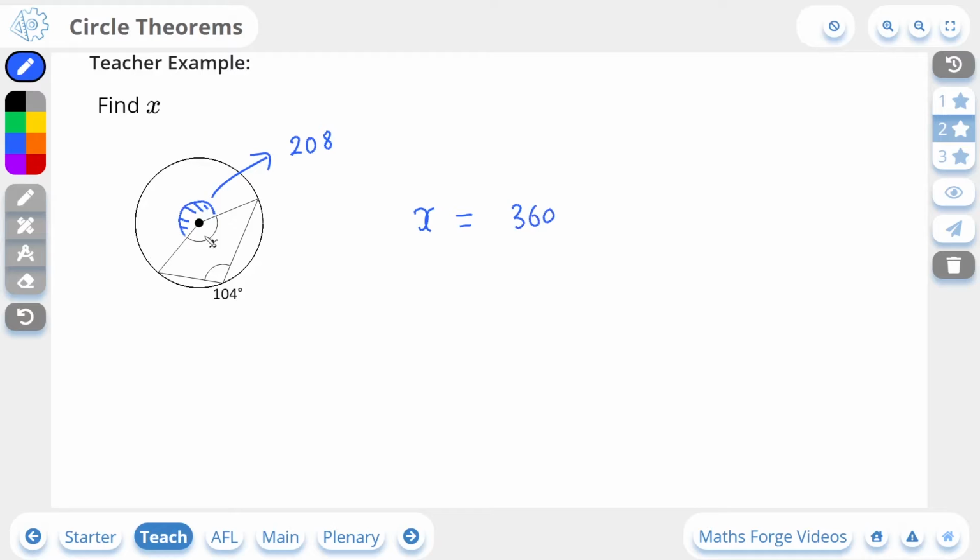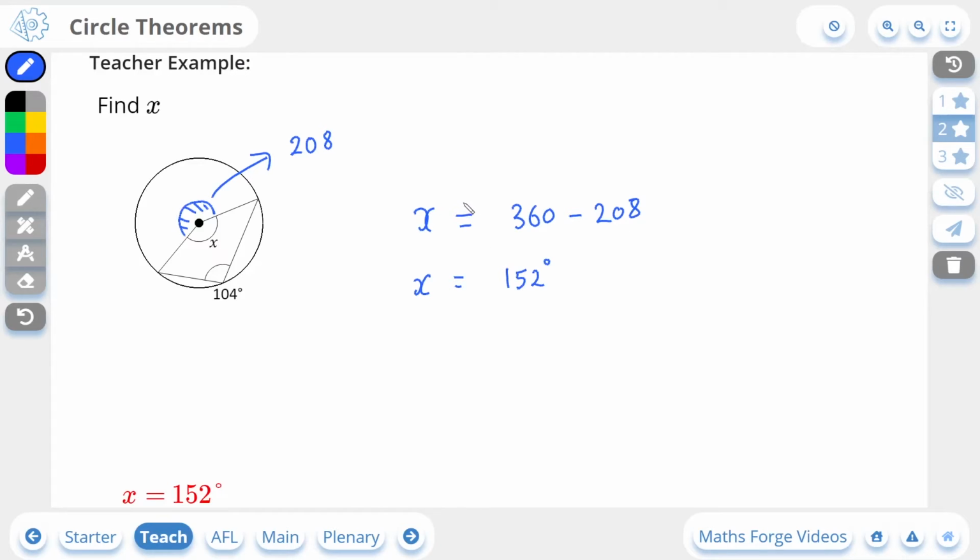360 degrees, which is the total angle around this point here, minus this 208 degrees. This will leave us with the remaining angle here, x. So 360 minus 208 gives us 152 degrees. And if we check our answer, there it is.